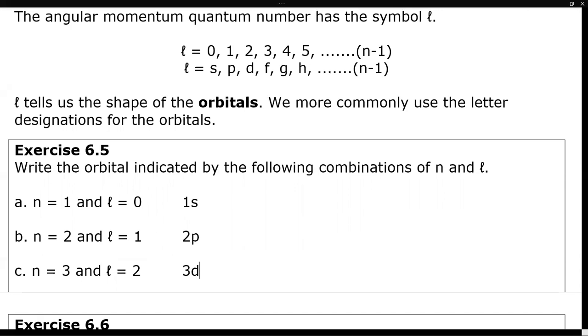But certain combinations are not going to be allowed. That is, there's no p orbital on the first row, because if n is 1, L can only be equal to 0. And so a 1p or a 2d are not going to be allowed based on the value of L.